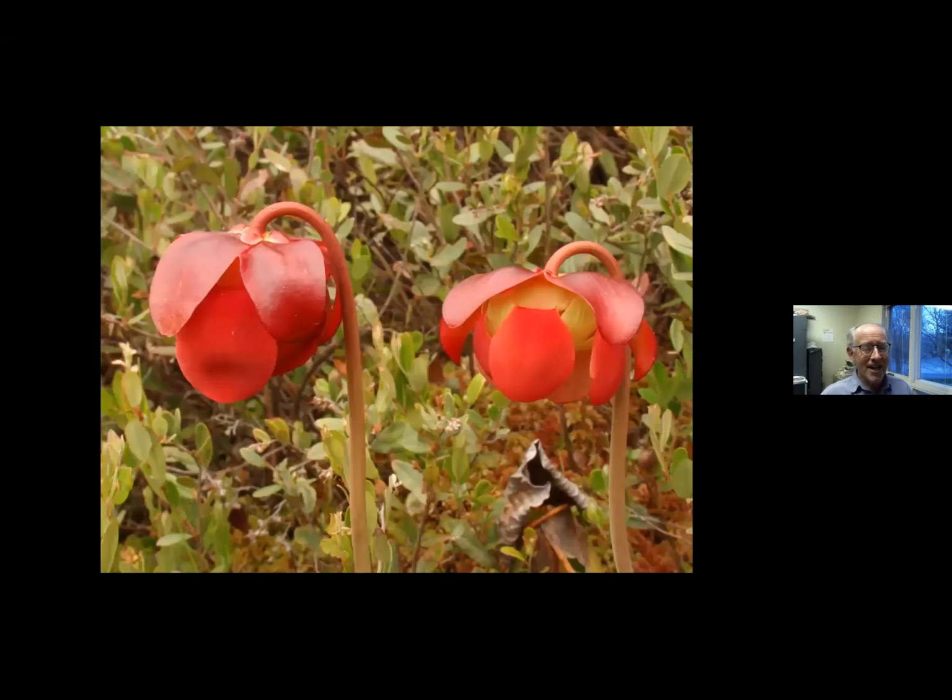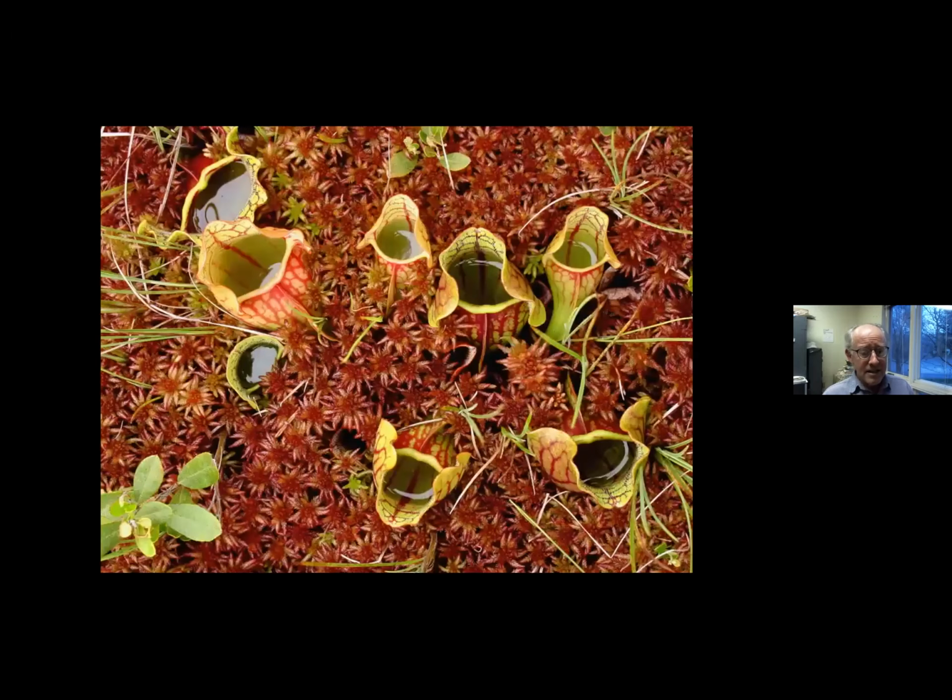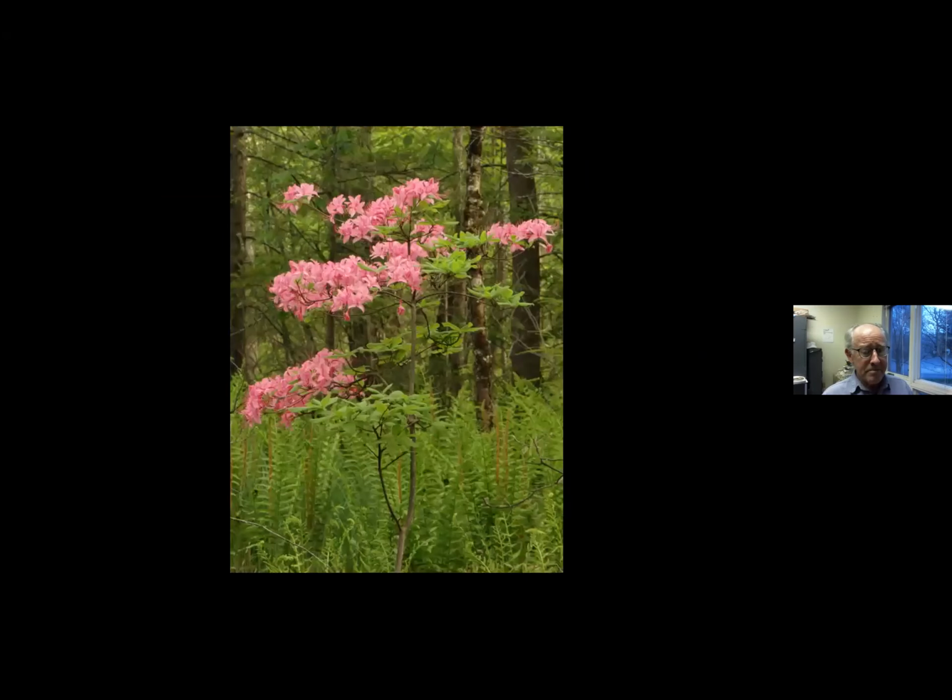Sometimes called side saddle flower. I don't know why, but it is an odd flower, a very unusual flower structure. Very unusual leaves shaped like a water jug. They catch water, drown insects, and some nutrients can be absorbed and used to benefit the plant.